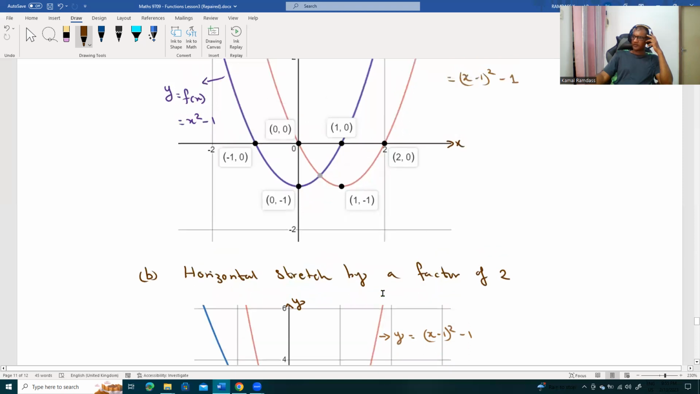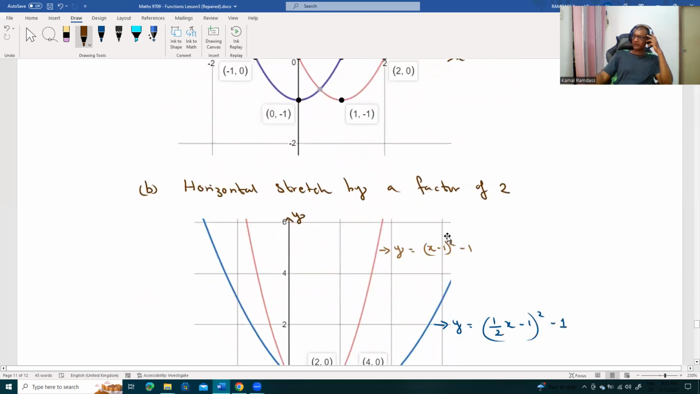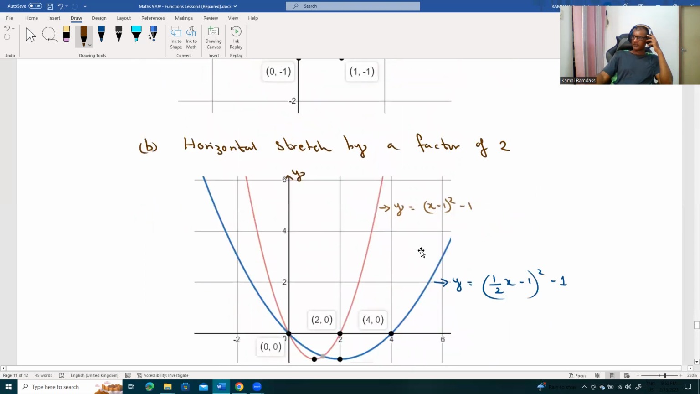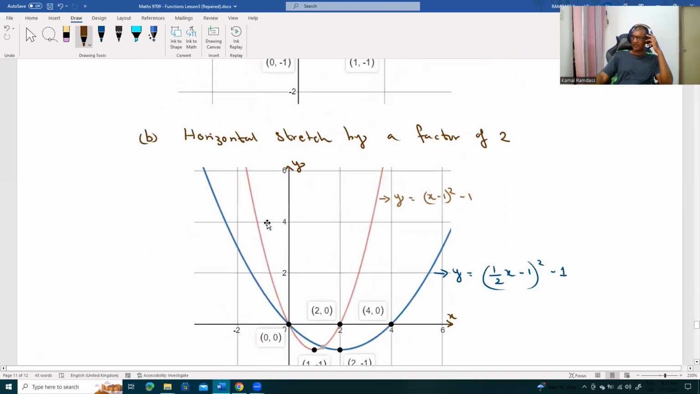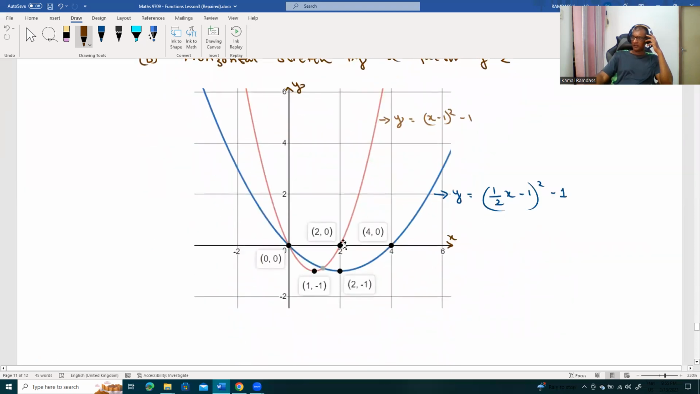OK. Secondly, horizontal stretch by a factor of 2. Horizontal stretch by a factor of 2. That is the green one. To stretch horizontally, I count a point there. 0, 0 stays fixed. 2, 0 goes to 4, 0, factor of 2. Minus 1 goes to minus 2, minus 1. And the graph will be like this, the blue graph.